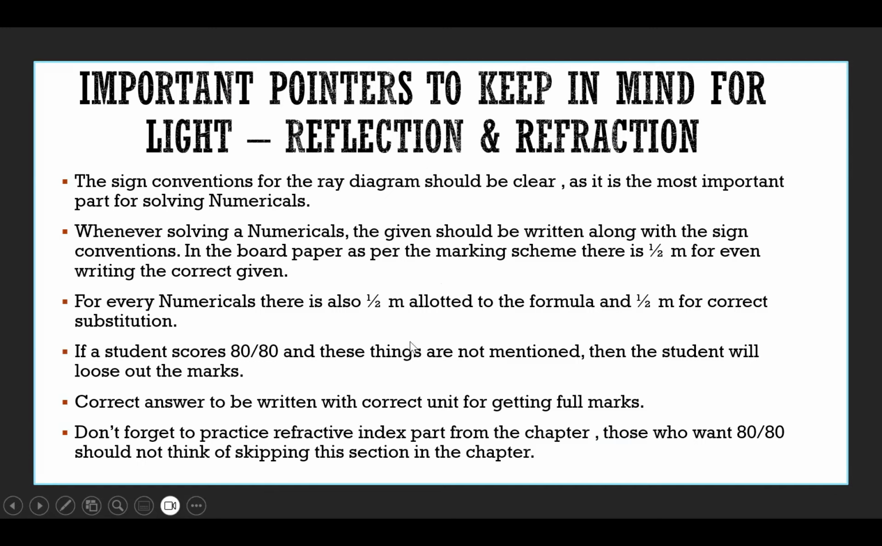You have to make it a point that you follow the format available, which has been taught to you in your school as well. Your answer should be with the correct unit if you want the full marks. And please practice refractive index. Usually, between lens and mirrors, one part is always left out, which is the refractive index part. So all those who are aiming for 80 on 80 should not think of skipping this section. This is one of the smaller but important sections if you are looking for 80 on 80.